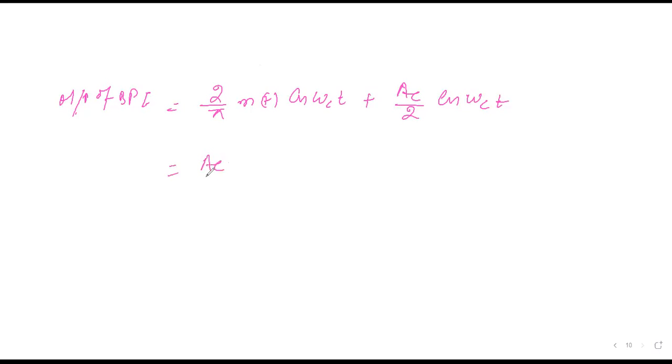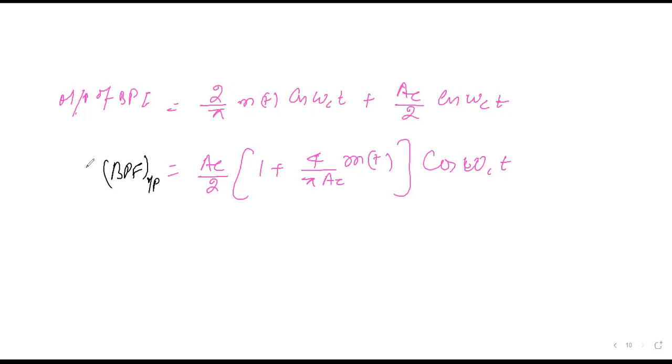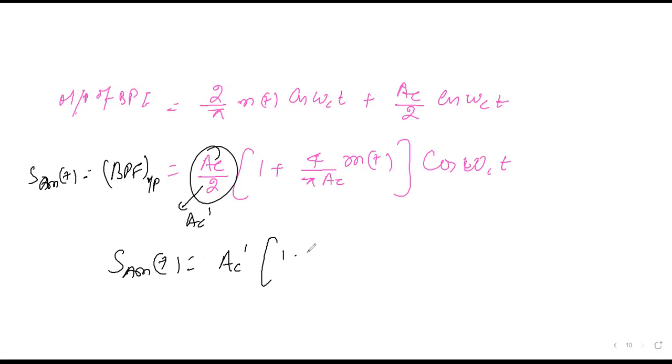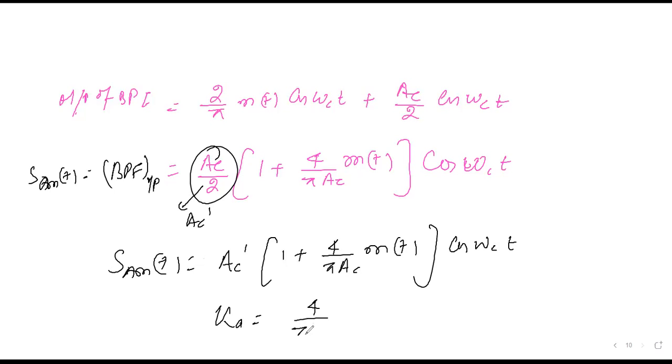यहां पर Ac by 2 कॉमन ले लीजिए, ये बन जाएगा 1 प्लस 4 by pi Ac m of t, दिस इज cos of omega ct। दिस इज बैंड पास फिल्टर आउटपुट। और यही क्या है? एएम सिग्नल है। Ac by 2 को मान लिया मैंने Ac dash. सो AM t इक्वल टू Ac dash 1 plus 4 by pi Ac m of t cos of omega ct. So amplitude sensitivity is what? 4 by pi Ac.